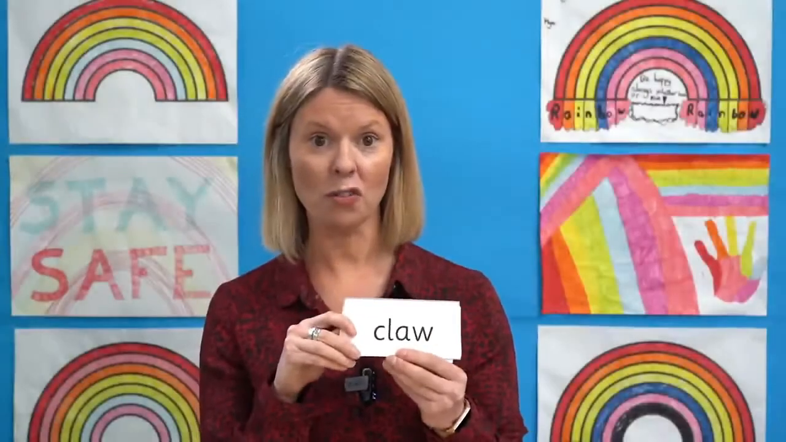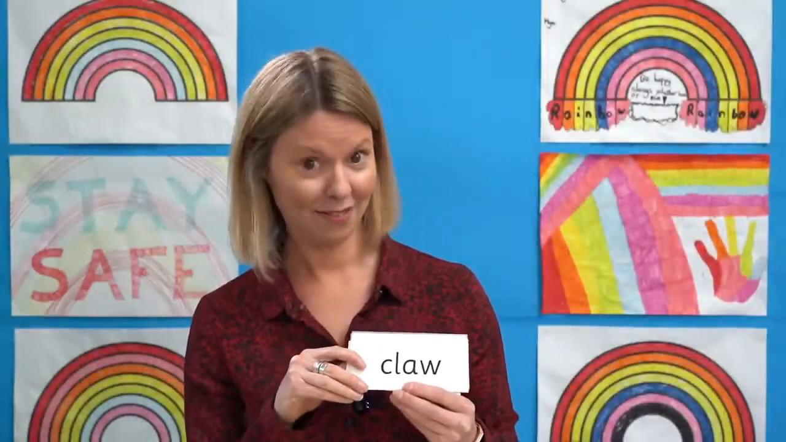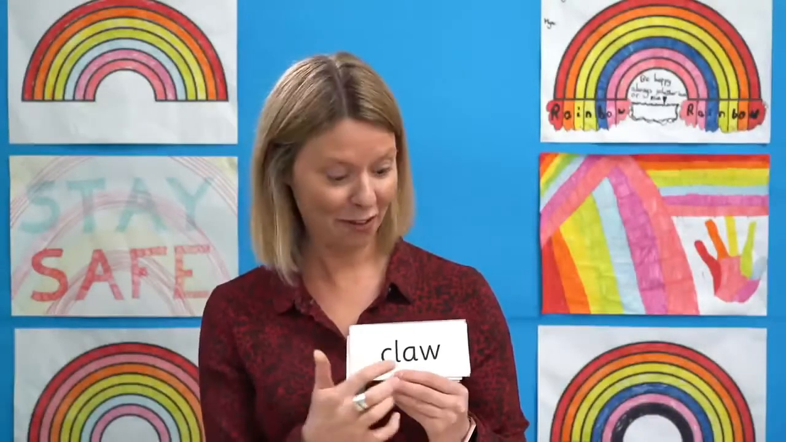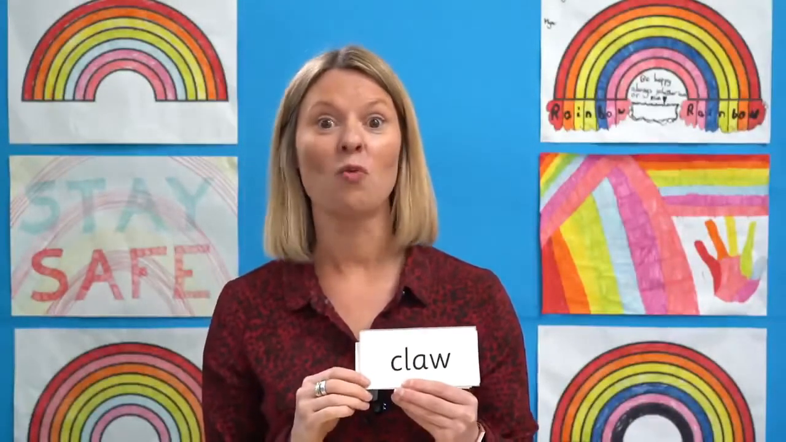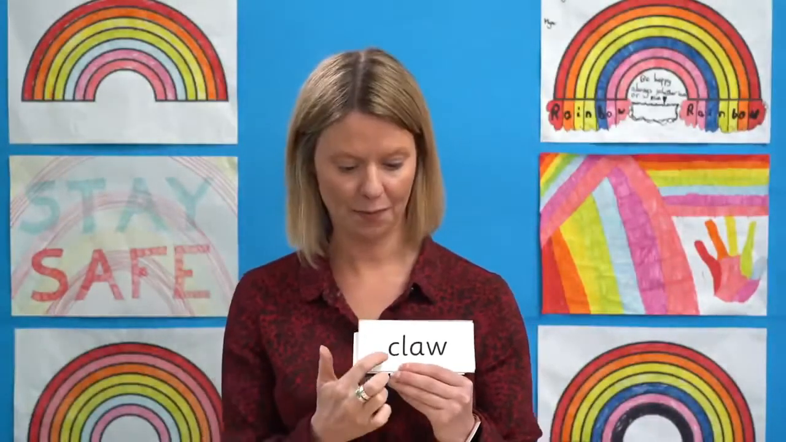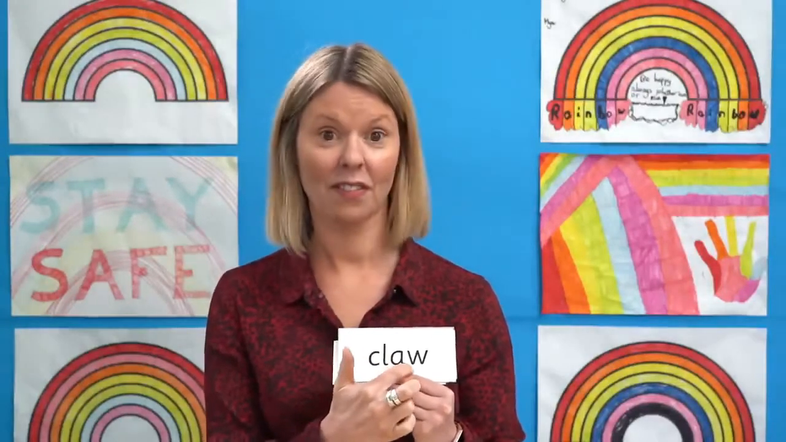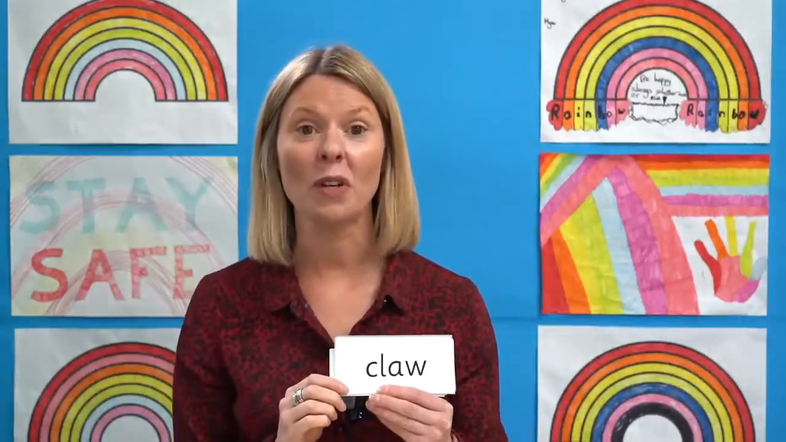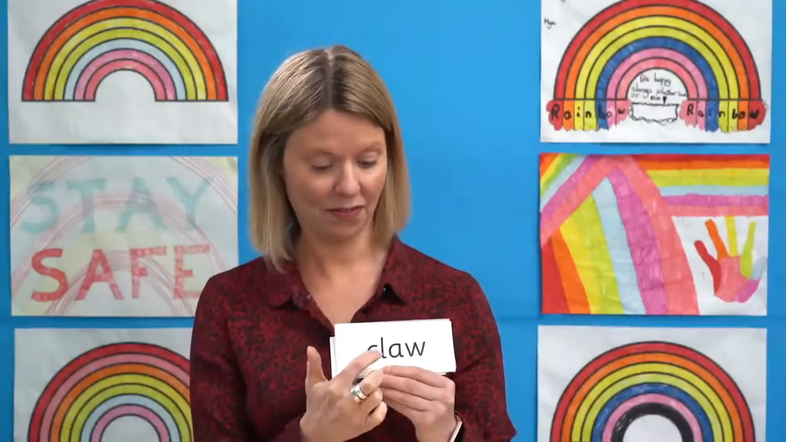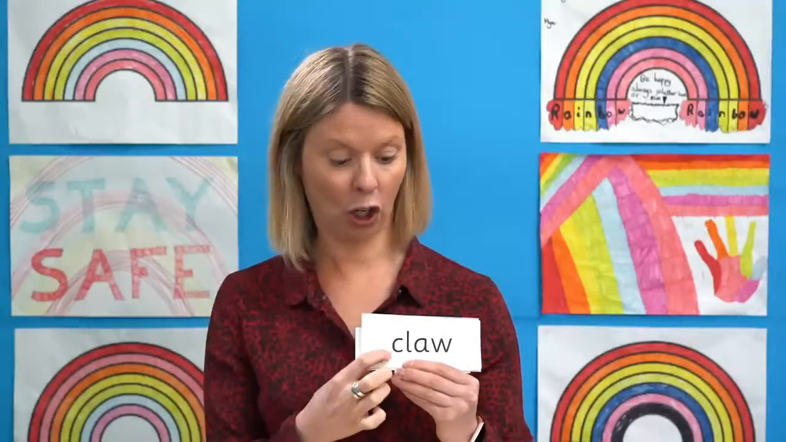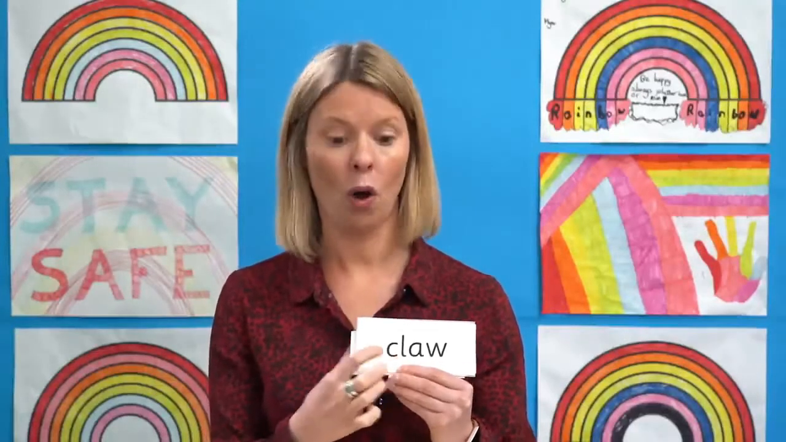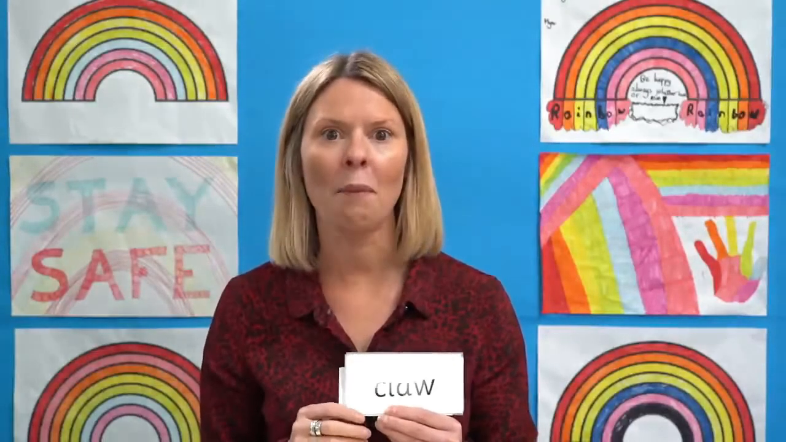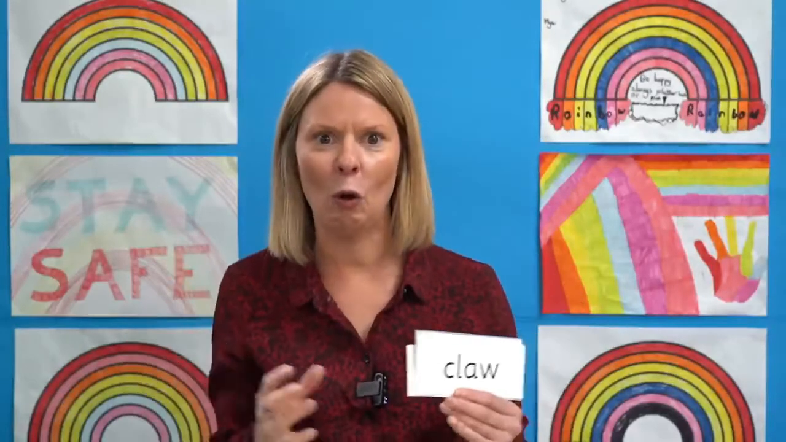Can you spot the digraph? Yes, the digraph is or. Read each sound as I point. Now blend and read the word. K, or. Claw. A crab has big claws.